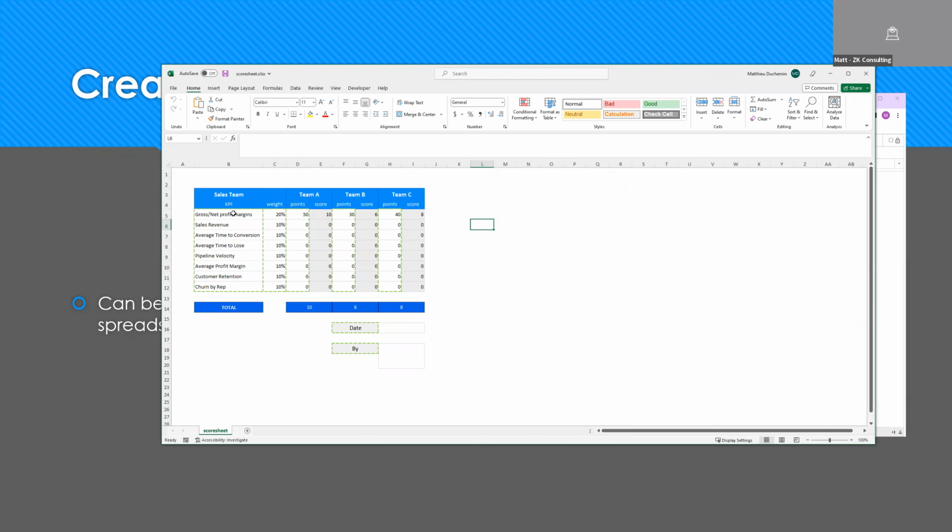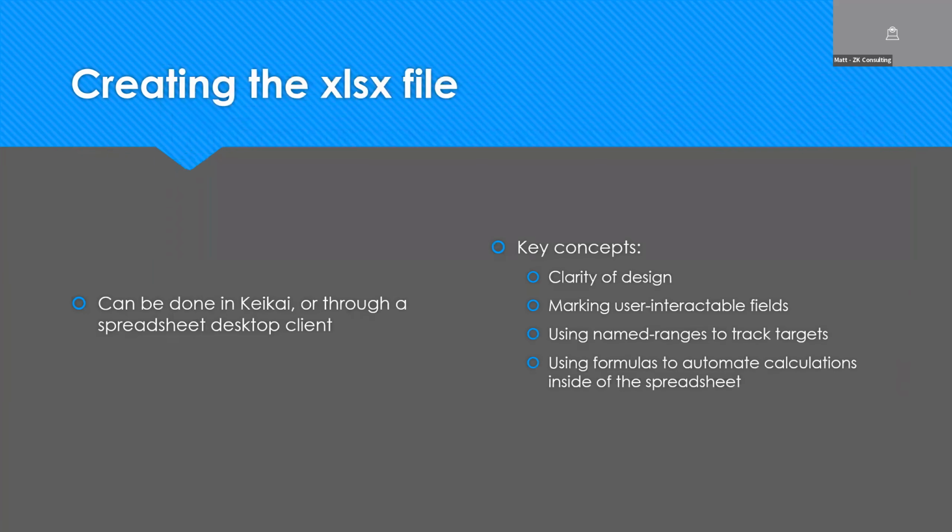But a much better way to do it is to create what we call named range. When you select a cell or a group of cells, you can give a name to that range of cells. And each of those will have different names which can be retrieved from the Keikai API in order to either read data or to write data into the relevant cell in the sheet. So let's review this.